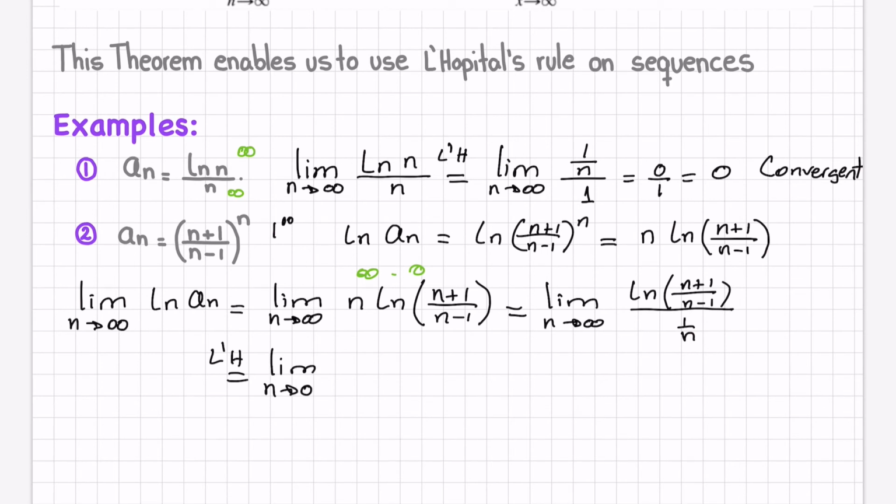So derive the top and derive the bottom. The bottom is negative 1 over n squared, if you remember. On the top, you have to use the quotient rule. So low d high, minus high d low, square the denominator, and away we go. Remember?